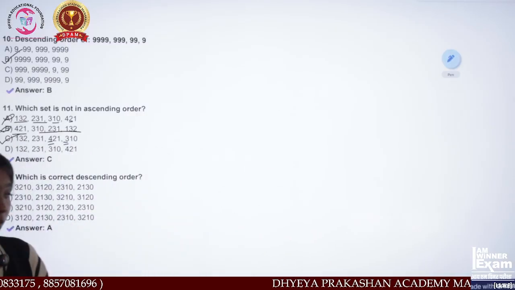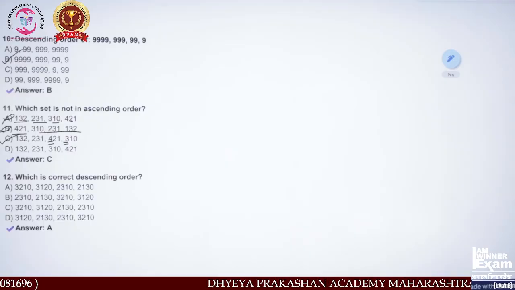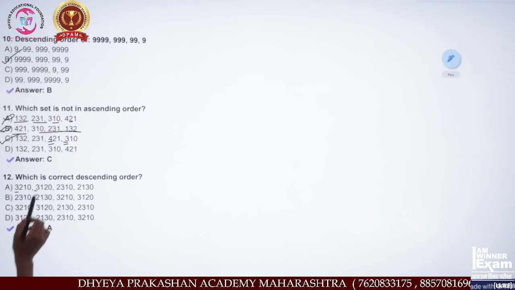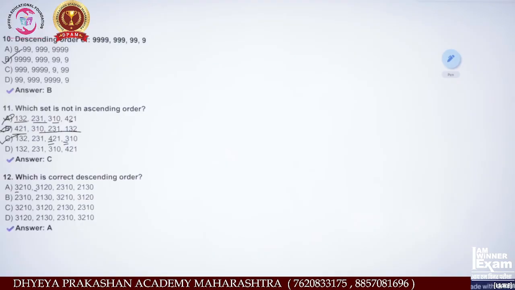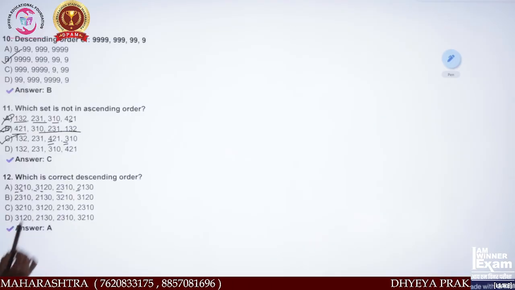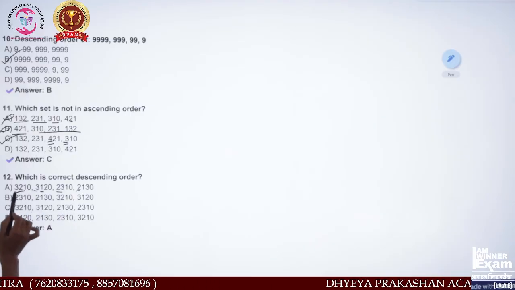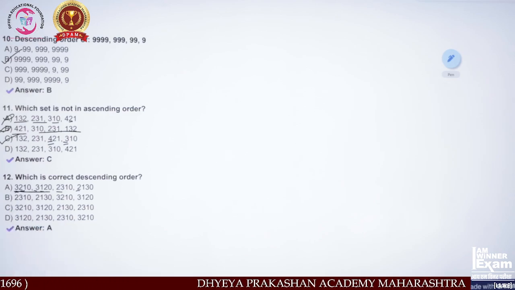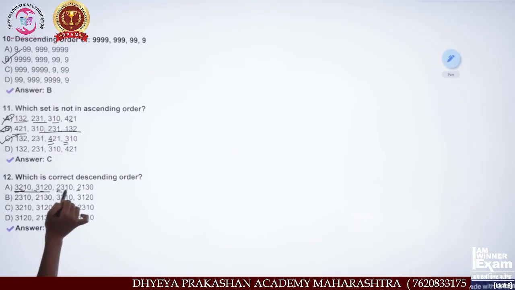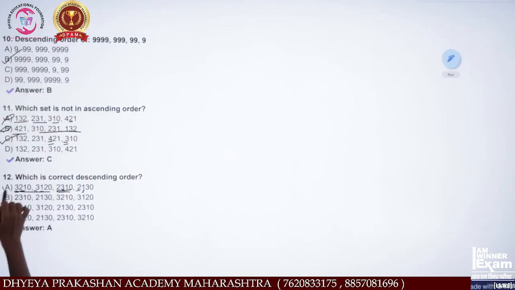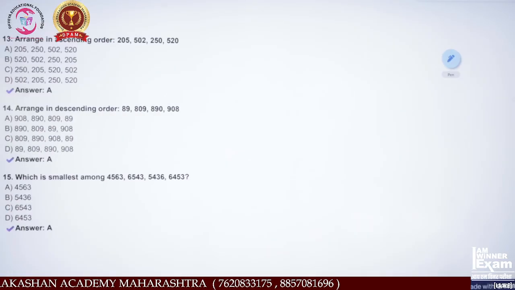Which is the correct descending order? We have to find the incorrect descending order. First, let's compare the first digit, 3 3. That's correct because the first number should be biggest. After that, let's talk about the second digit, 2 and 1. That means correct. 2 should be before the 1. Again, let's talk about these two. 3 should come before the 1. Option A is the correct answer.